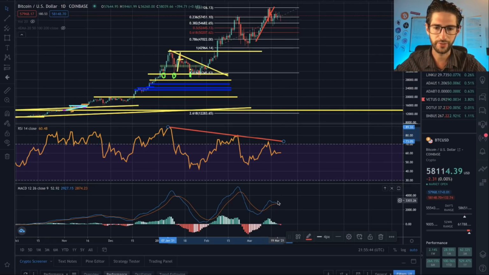On the other hand, the MACD just crossed bearish. If you didn't see my video, I did a video on a trading strategy with the RSI and the MACD, using it differently than you're seeing here. So please check that video.